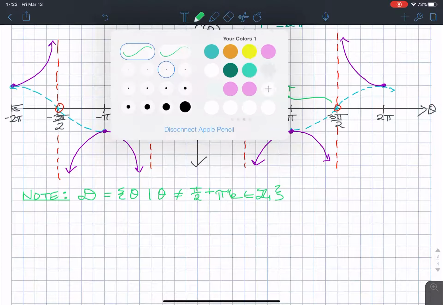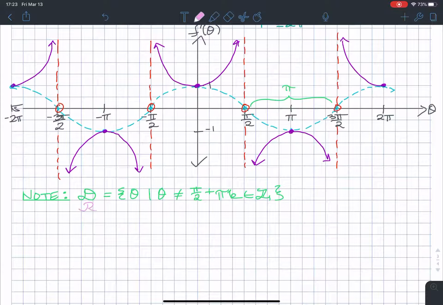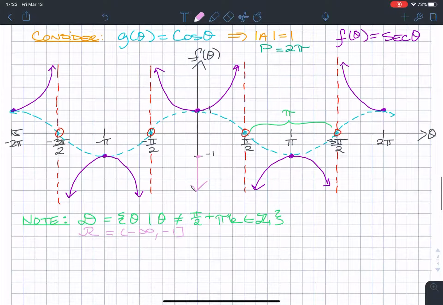Okay, the range. I notice that the range goes from negative 1 all the way downwards. So the first set will be from negative infinity to negative 1 inclusive. Then I skip up to positive 1, and my values for y on the graph of secant go upwards from there. So I union that with the set from 1 to infinity. Now remember, the range of secant excludes the range of cosine. That is, it excludes the region from negative 1 to 1.